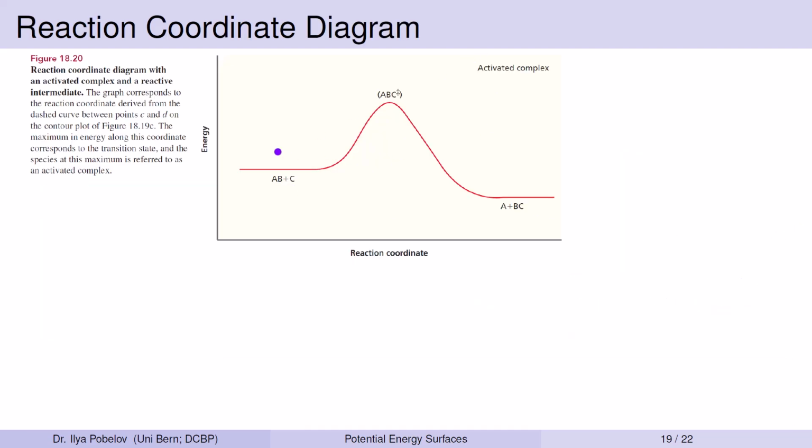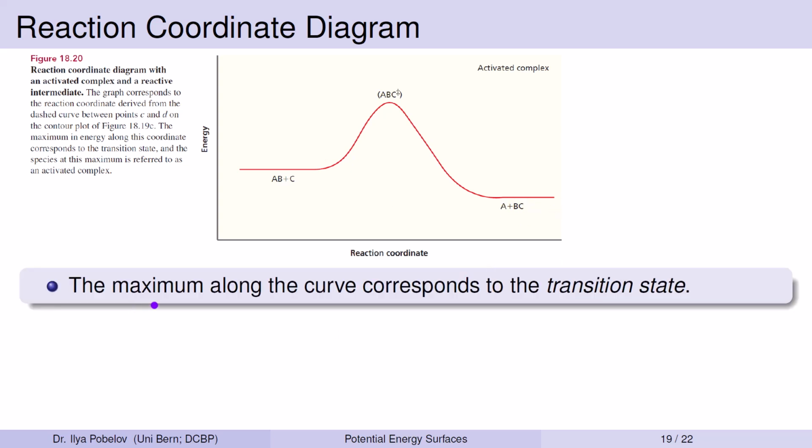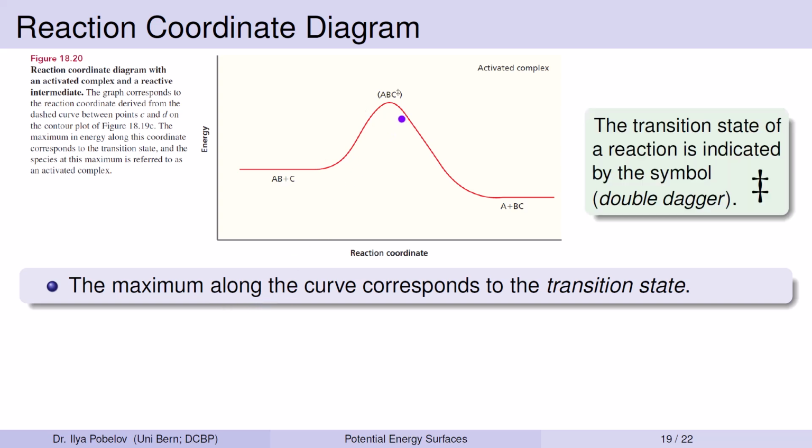This figure shows a reaction coordinate diagram, which represents how the potential energy changes as the system progresses from reactants to products along the reaction coordinate. The maximum along the curve corresponds to the transition state. The transition state of a reaction is indicated by this symbol, which is called a double dagger.